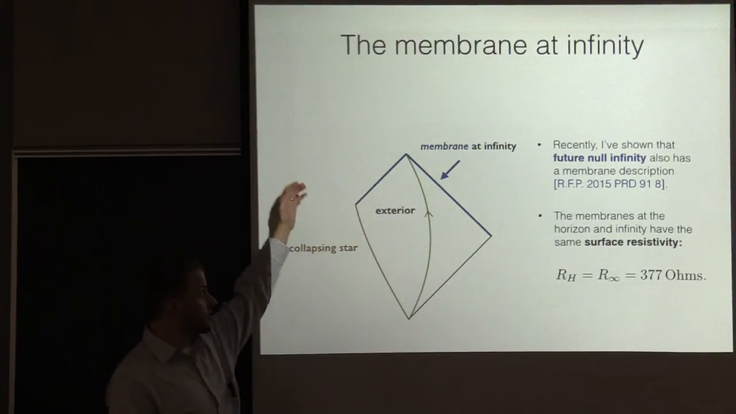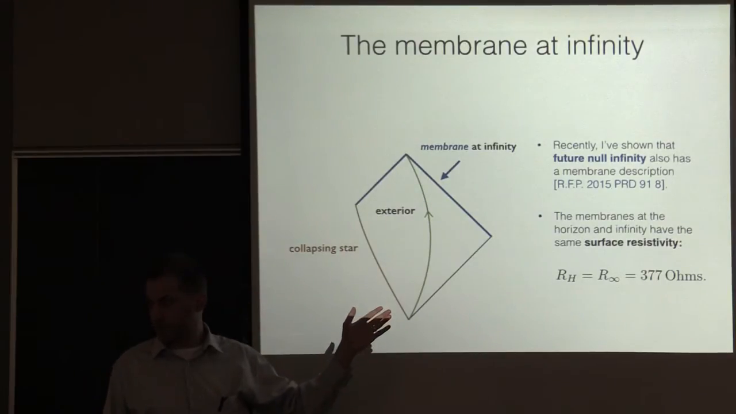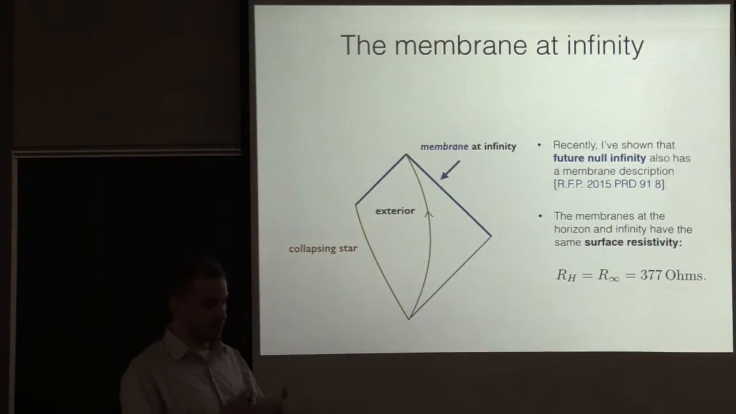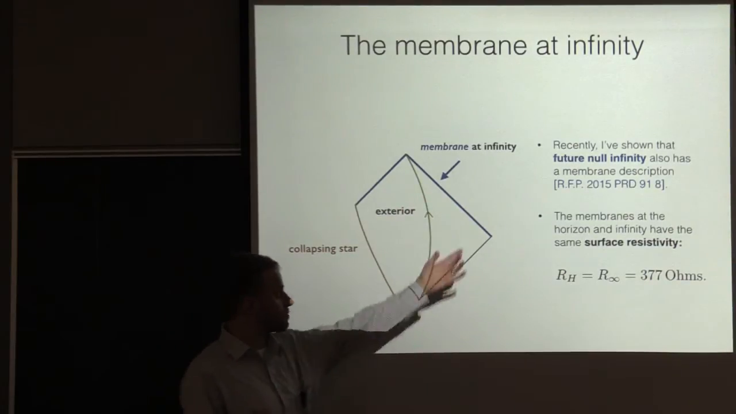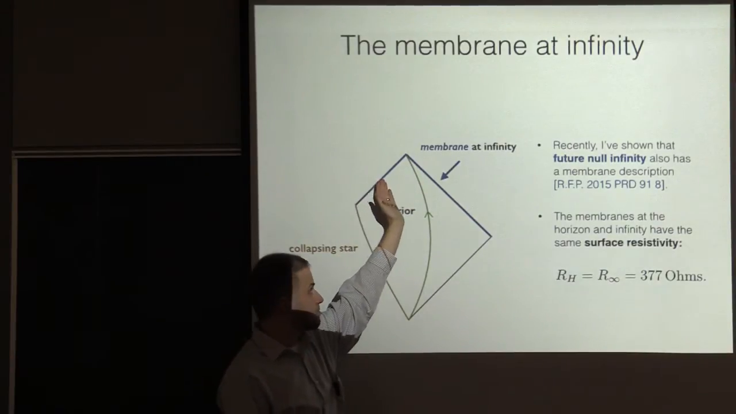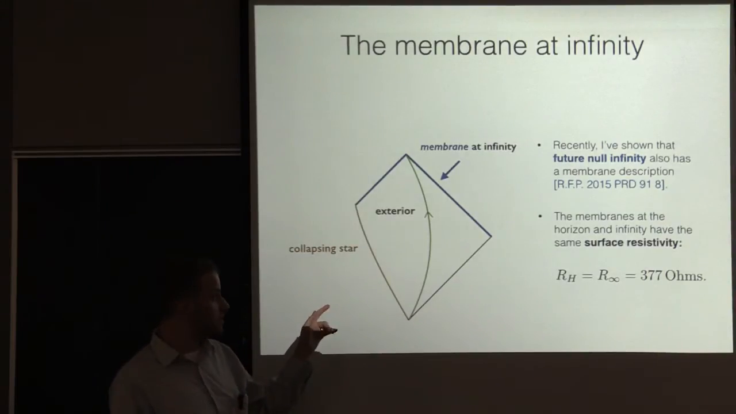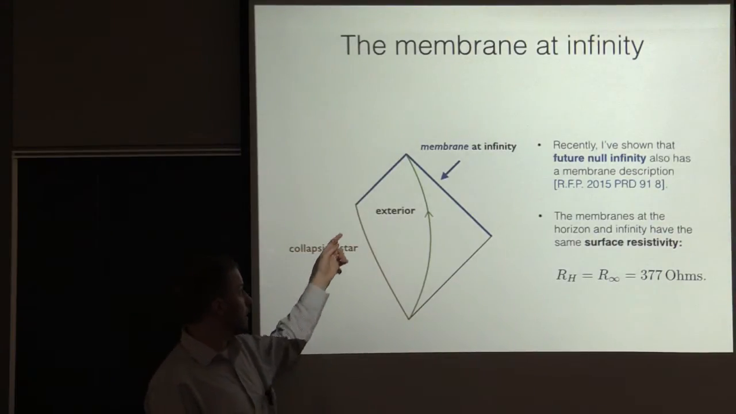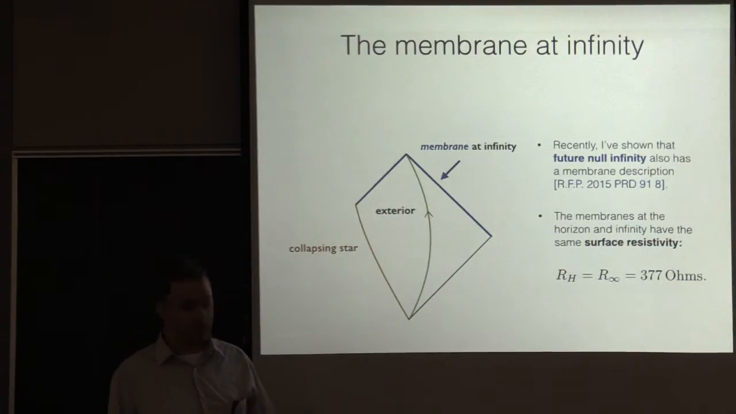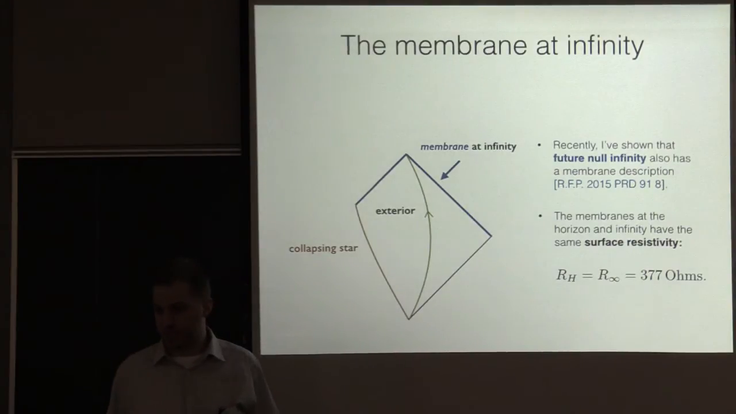So you can pick your favorite derivation on the previous slide, and you can go through all the same steps at infinity. And then you find that future null infinity behaves like a fluid, it has a viscosity, it has a resistivity. So in this paper, I did that exercise, and I worked out all the properties of the membrane paradigm at infinity. And the useful thing for this talk, for the next section, is that it turns out both membranes have the same surface resistivity. They both have a surface resistivity of this magic value, 377 ohms.